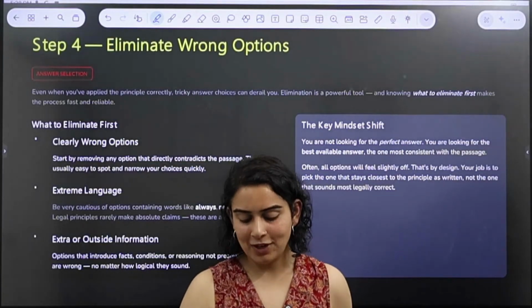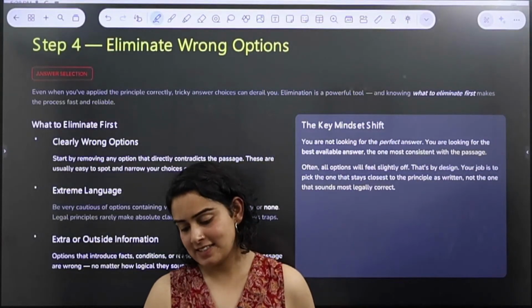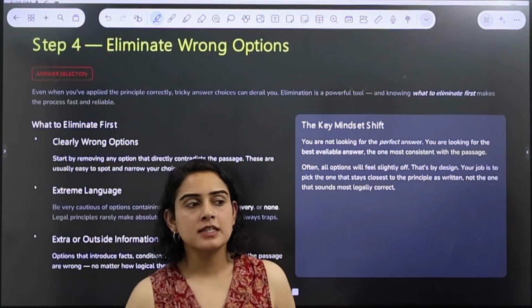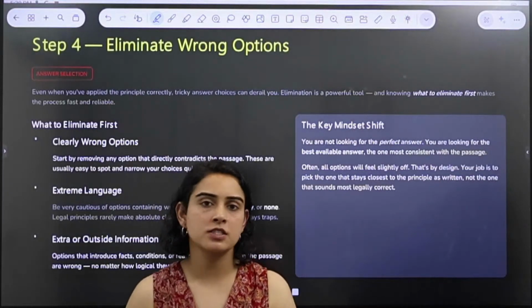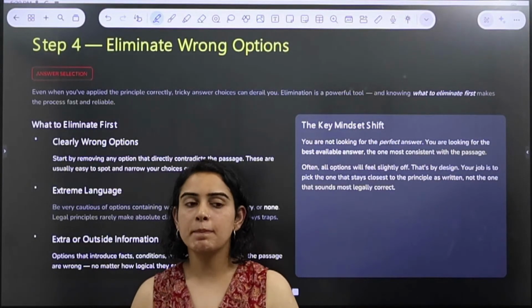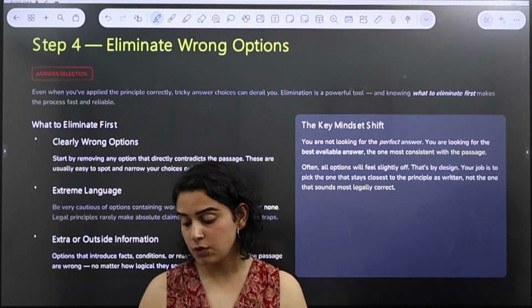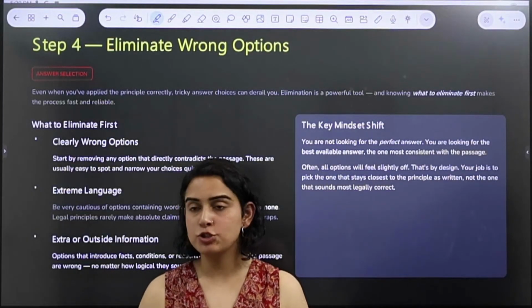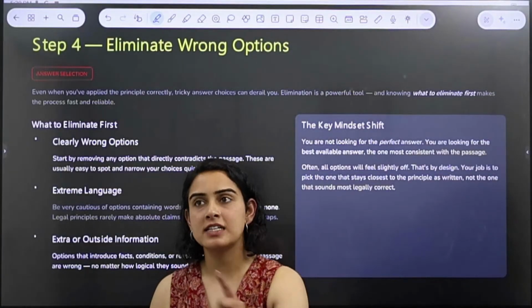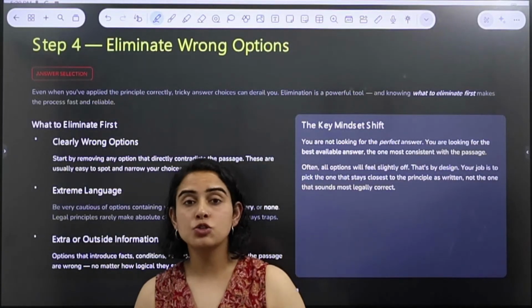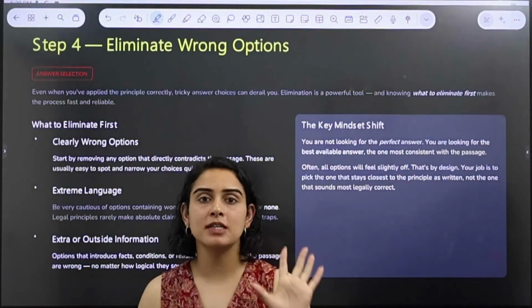Okay, very valid concern. Sometimes, see, nobody is saying that the questions are going to be directly from the passage. The passage is not going to give you facts. The passage is just going to give you the principle. Your job is not to find the answer in the passage. Your job is to find the legal principle in the passage.